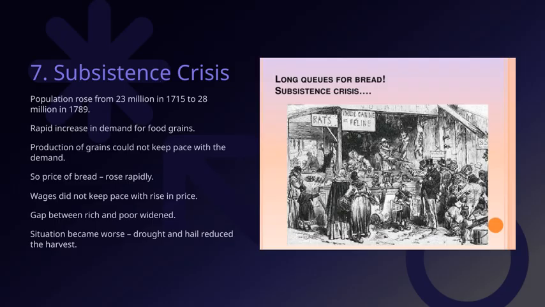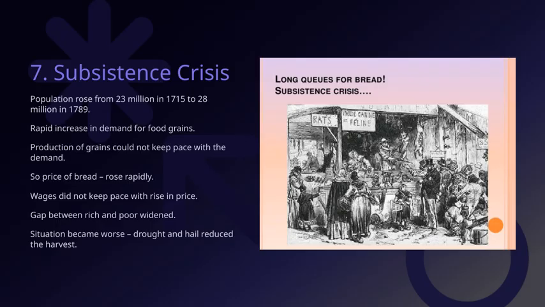Because there wasn't enough grain to go around, the price of bread, a basic food for most people, started to rise quickly. At the same time, wages for workers didn't increase at the same pace, which meant many ordinary folks struggled to afford bread and other essentials. This created a widening gap between the rich and the poor, intensifying social tensions.